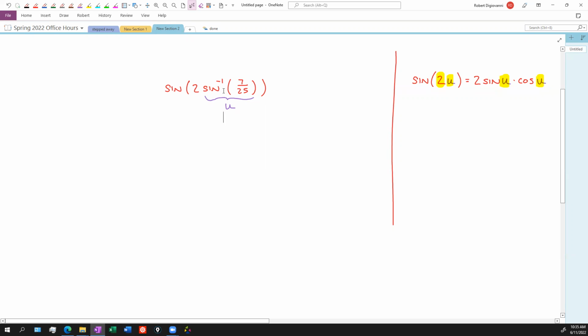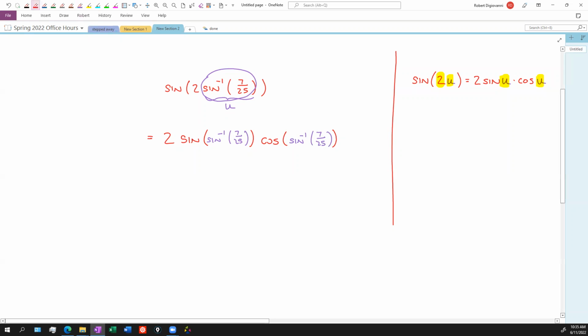So we know that this will break down to be 2 times sine of whatever u is, and then cosine of whatever u is. So in our case, the u is this whole thing. So that's going to go here, sine inverse 7/25, and then sine inverse of 7/25. Okay, so that's where we are so far.